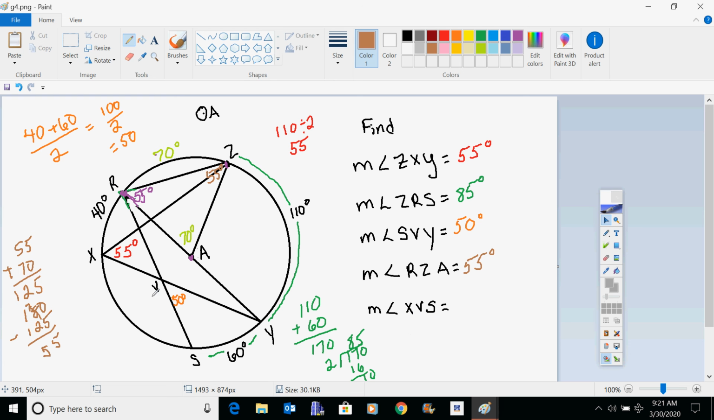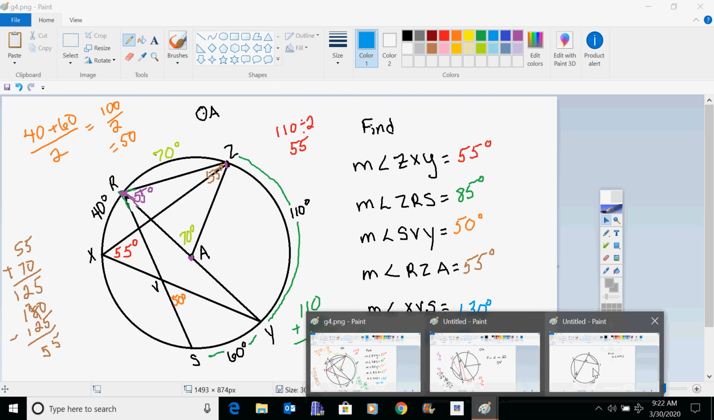Okay, XVS. Well, now that you have this one as being 50, XVS is actually kind of simple because all you have to do is take 180 minus 50. And that would give you 130.